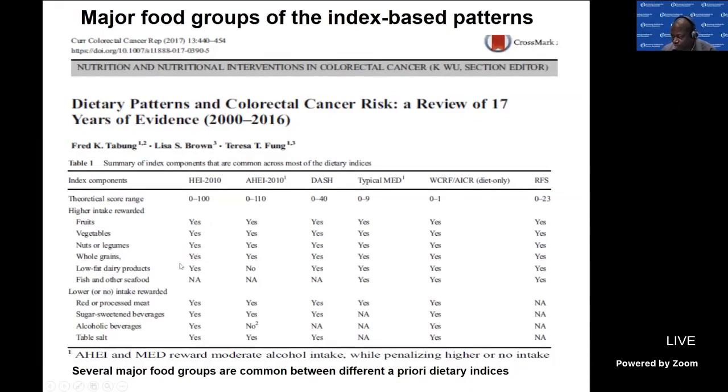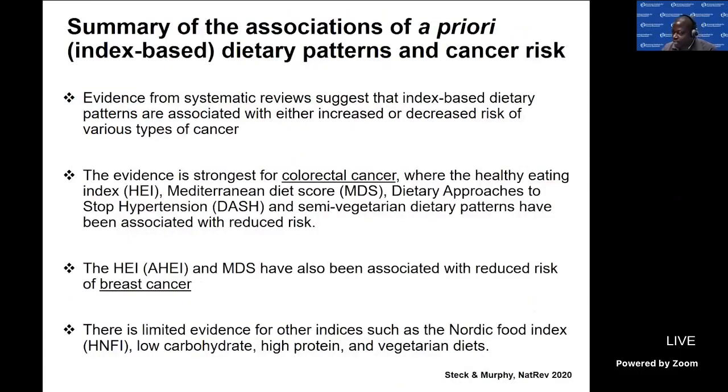And as you can see, these indices do include food groups. The specifics of the foods that make up these food groups may be different. When you get down to technical details, it may not exactly be the same, but they do have several major food groups that are common between these a priori defined patterns. And the evidence shows that higher adherence to these healthy dietary indices is associated with reduced risk. The evidence is very strong for colorectal cancer and also for breast cancer, but limited for other dietary indices and patterns.